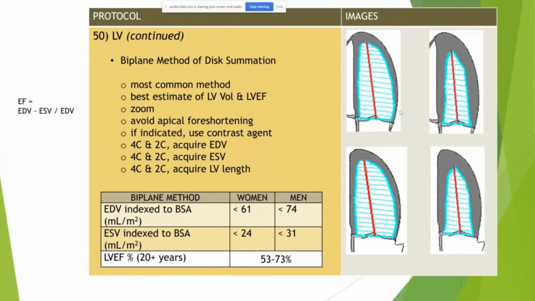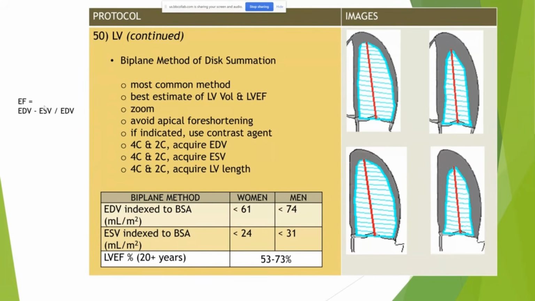So to get the EF, we take the end diastolic volume and we subtract from it the end systolic volume. And then we divide that number by the end diastolic volume. So that's the formula right here. This is our preferred technique, by the way. We do this both for apical 4-chamber and for apical 2-chamber. Again, this is our preferred technique to measure left ventricular ejection fraction.